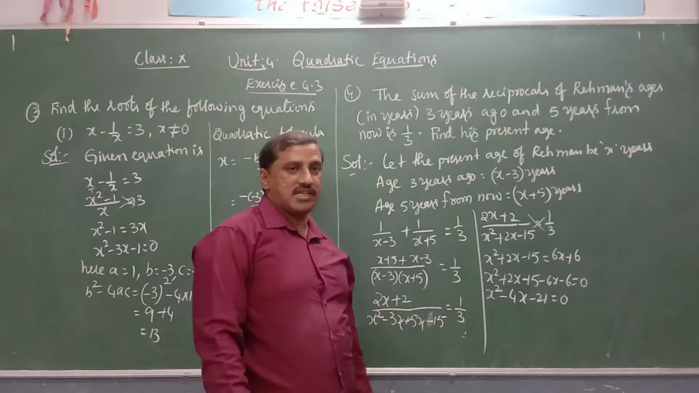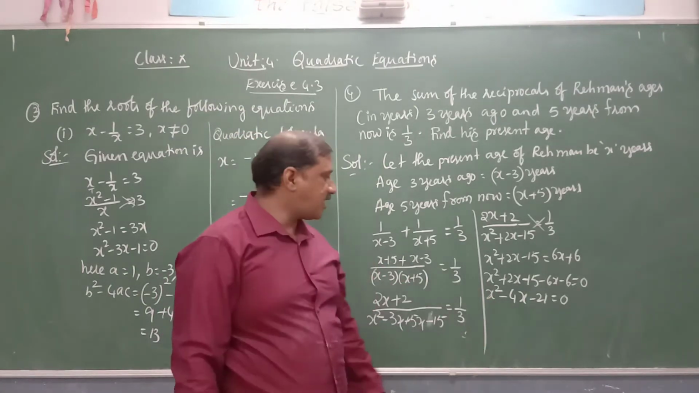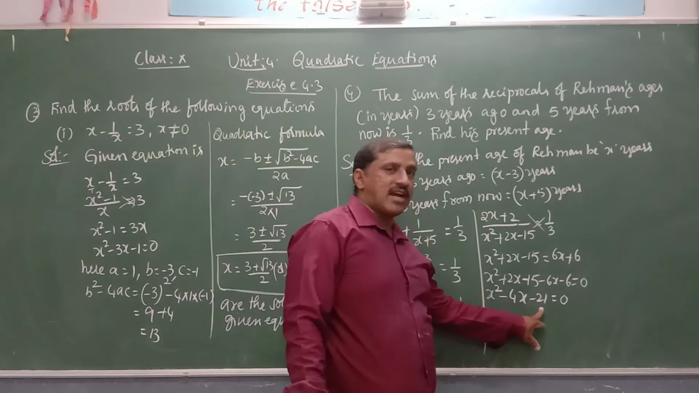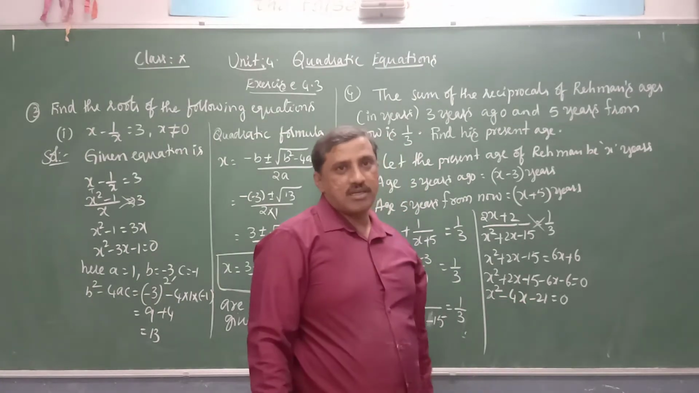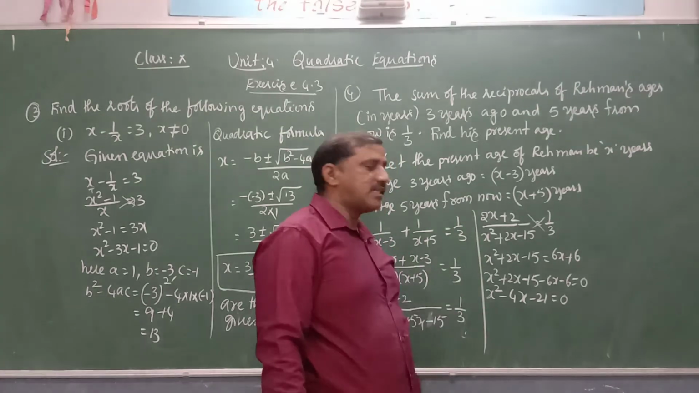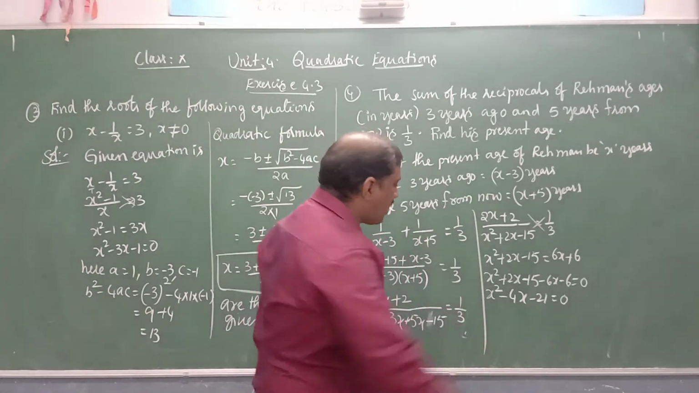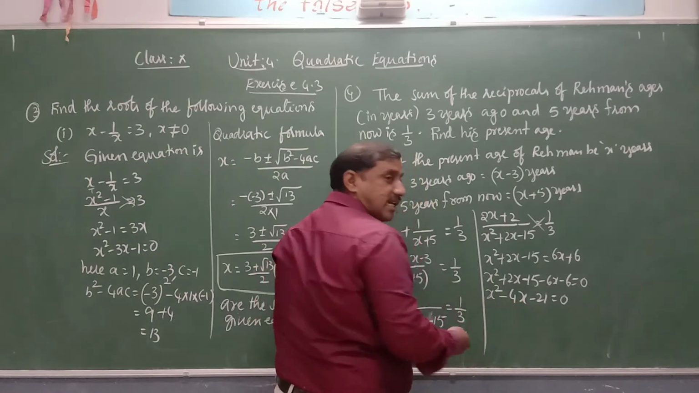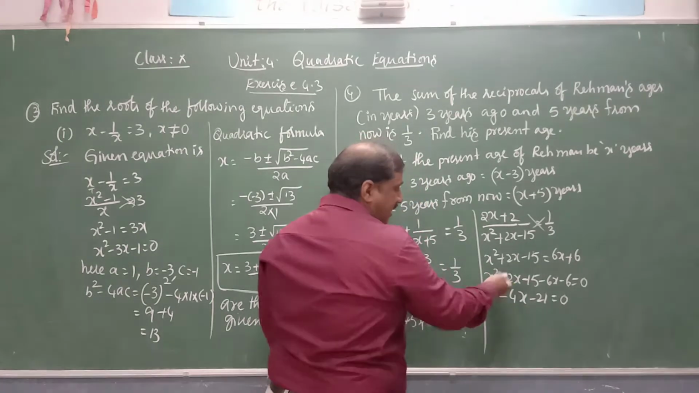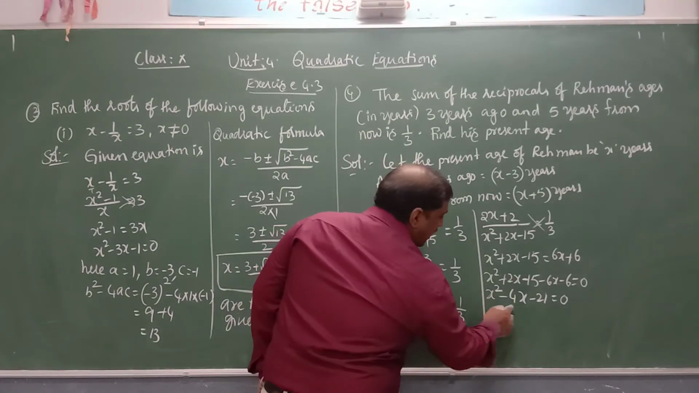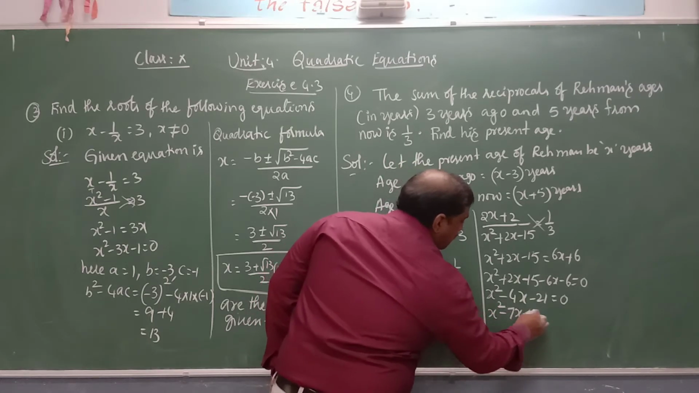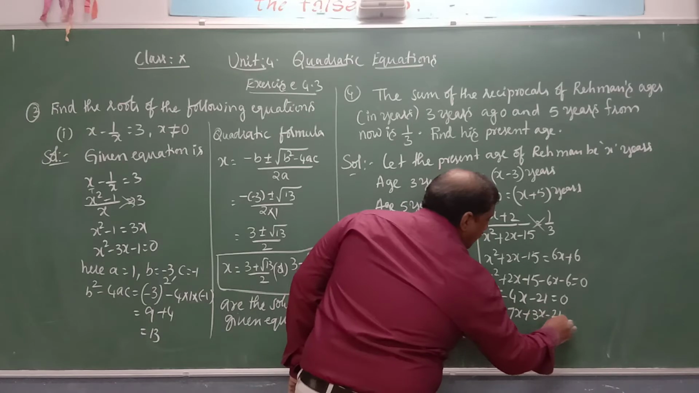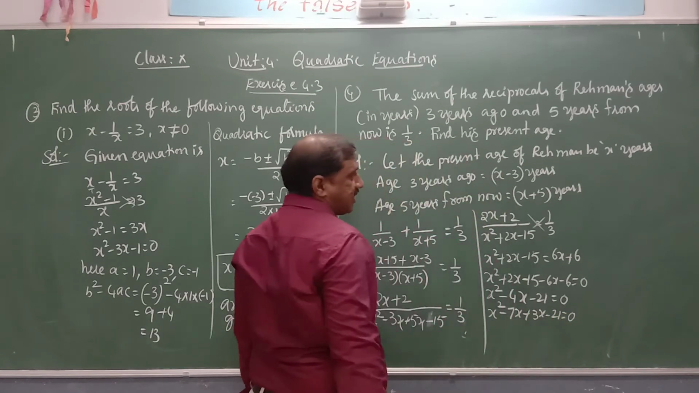Solve this quadratic equation using the factorization method. X square into 21 is 21x square. 7 into 3, 7 threes are 21. 7 minus 3 is 4, so minus 7 plus 3 is minus 4. Therefore, by splitting the middle term, what do we get? X square minus 7x plus 3x minus 21 equals 0.